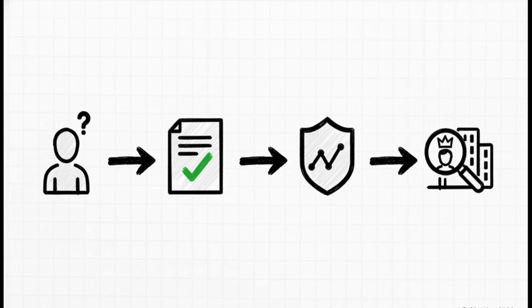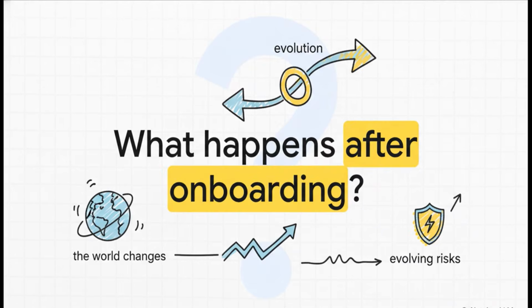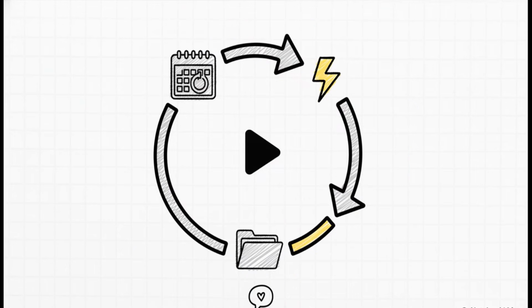But of course, onboarding is just the first step, isn't it? It's the beginning of the relationship. And as we all know, things change. Customers change, risks evolve. So the natural question is, what's next? And in our next explainer, that's exactly what we're going to cover. We're going to dive into the rest of the KYC lifecycle. We'll explore periodic reviews, what triggers an event-driven review, and even the right way to offboard a customer when it's time to part ways.